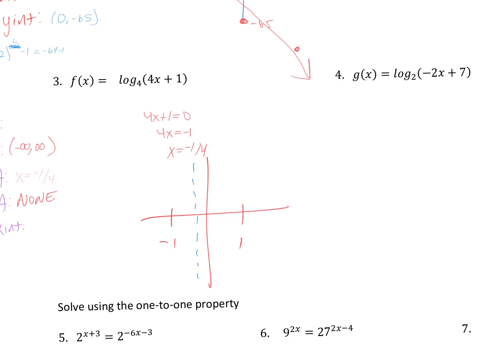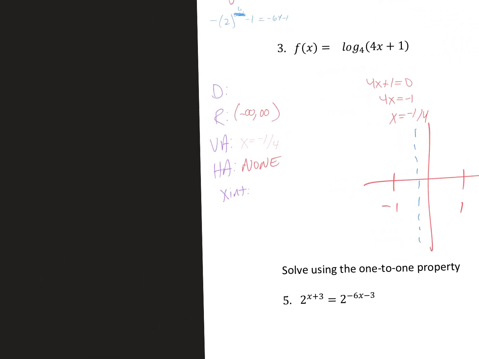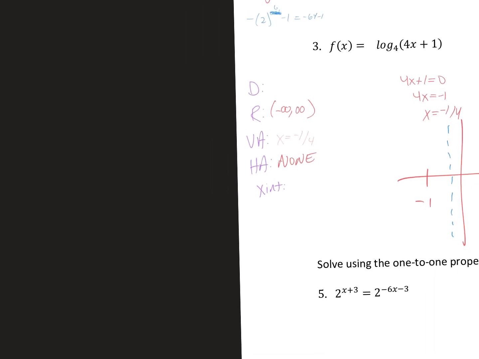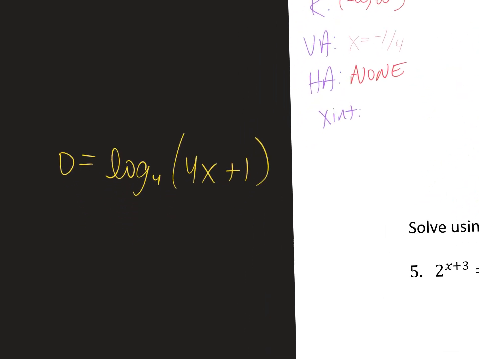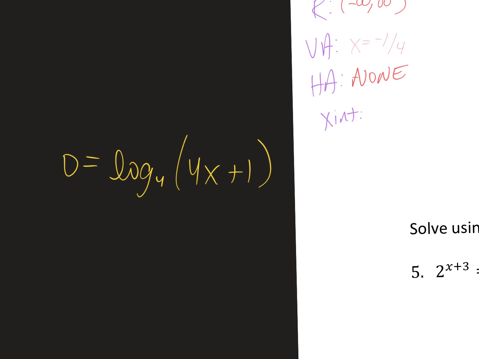Now, you guys can tell me what the domain is. You may not see it right away. That's okay. If you don't see it right away, just find the x-intercept. How do we find the x-intercept? Plug in 0 for what? For y. So 0 equals log base 4 of 4x plus 1. Guys, what did we talk about last week? Exponentials and logs are inverses of each other, right? So how do I get that log base 4 to go away?